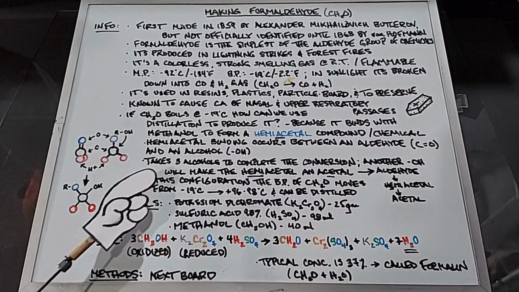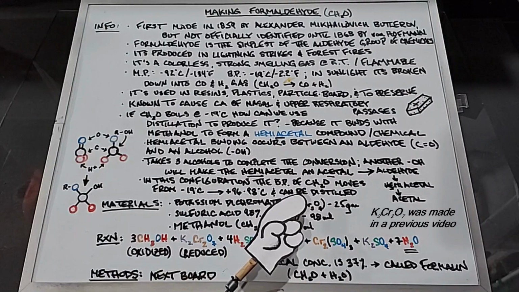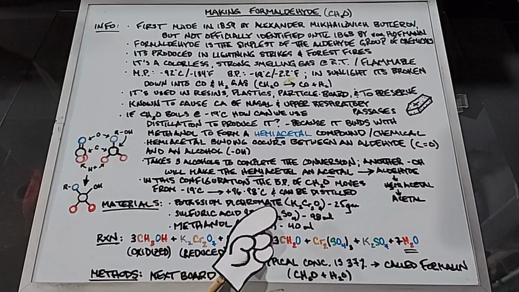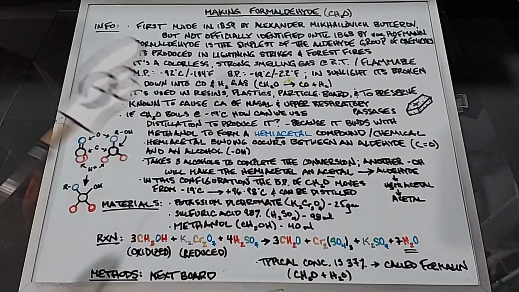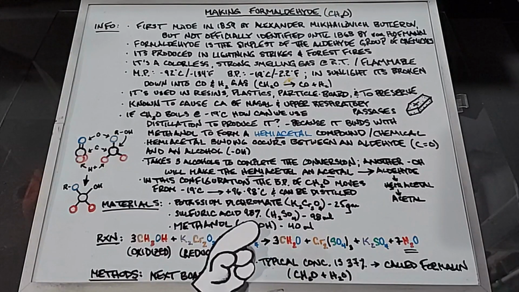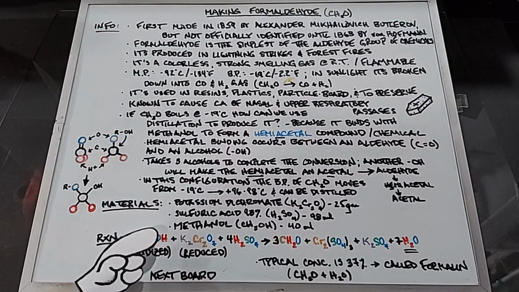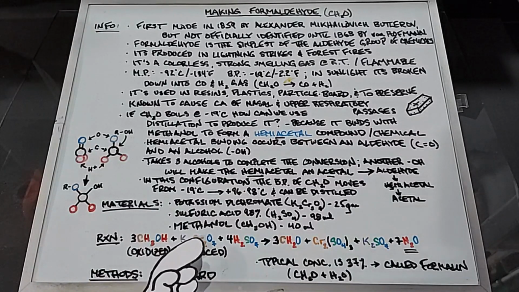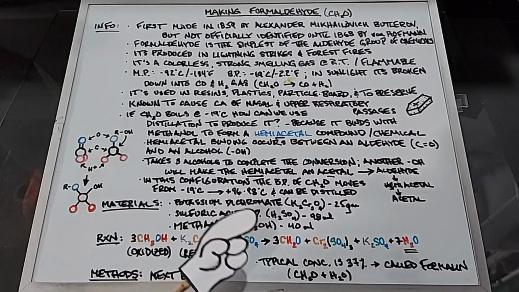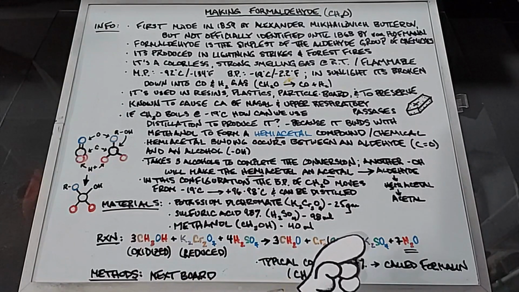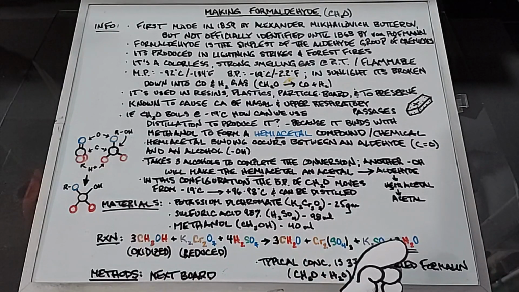For our materials, we need potassium dichromate, K2Cr2O7, 25 grams, sulfuric acid, 98%, H2SO4, 98 milliliters, and methanol, CH3OH, 40 milliliters. The reaction is 3 methanols plus 1 potassium dichromate plus 4 sulfuric acids will yield 3 formaldehydes plus chromium sulfate plus potassium bisulfate plus 7 waters.